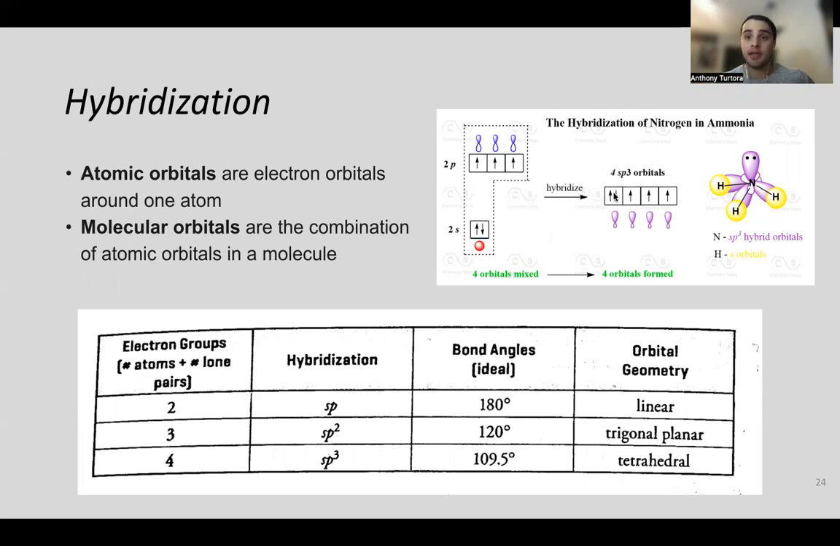So we're going to combine them, and now we have 4 sp3 orbitals. sp3 means that it is tetrahedral. When we have sp2, this is going to be trigonal planar, and when we have sp, that means there are 2 electron groups, and that is going to be linear. These are the ideal bond angles for each one, which is important to know for linear, trigonal planar, and tetrahedral. So this is good to go back to right here.